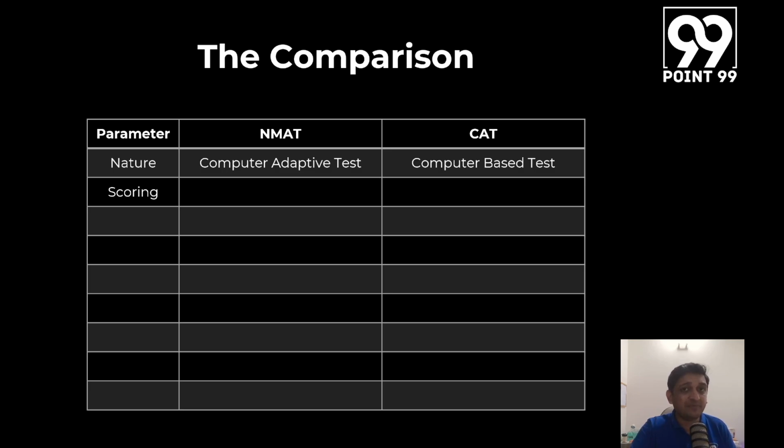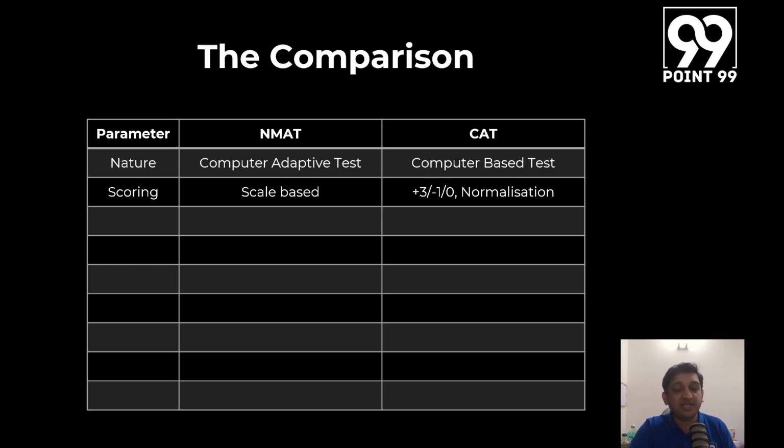Now coming to the next part, which is the scoring bit. In terms of the NMAT, it's a scale-based scoring system. So from 12 to 120, that is the scale that you are going to be graded on. There is no reveal in terms of what is the negative marking or what is the number of marks per question that are awarded. Of course, there is more than sufficient reason to believe that NMAT will reward you for attempting more difficult questions in a better manner.